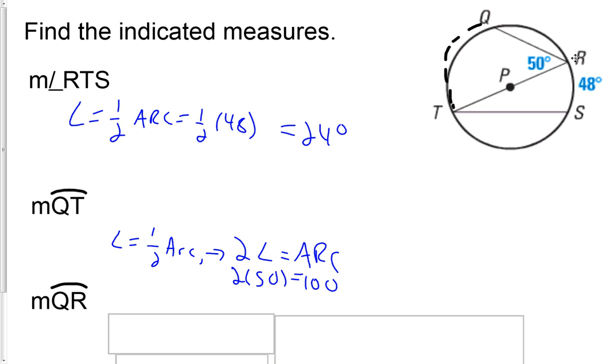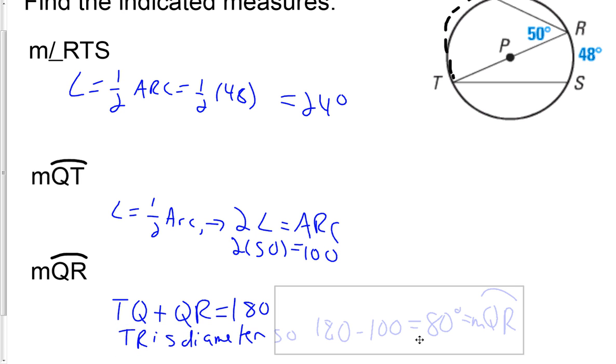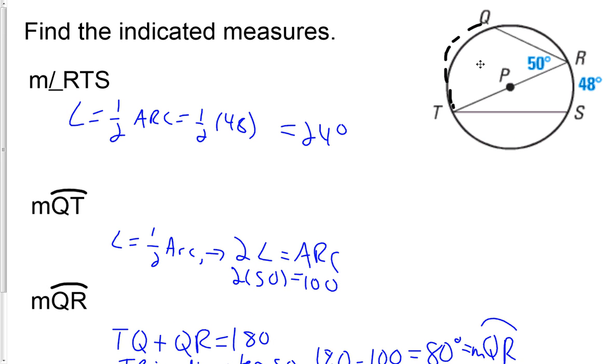Lastly, what about QR? This is a reminder, we have this line here, which shows us that TQ plus QR is 180 because TR is the diameter. It goes through this point, which is the center of the circle. Because of that, we can do 180 minus the 100 we just solved here, right? We have this as 100 from this last problem. 180 minus 100 is 80, is arc QR.